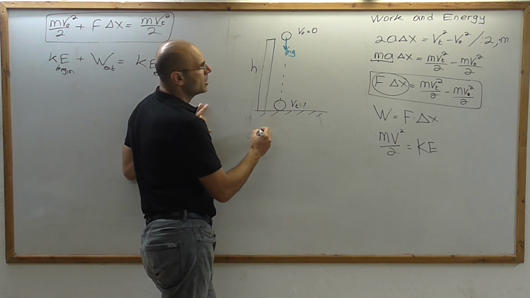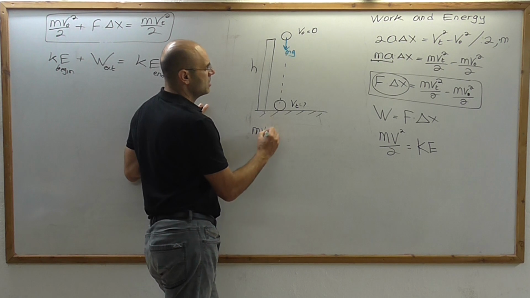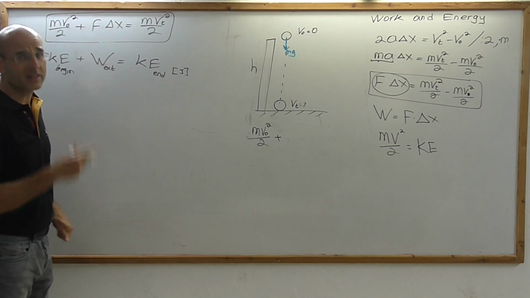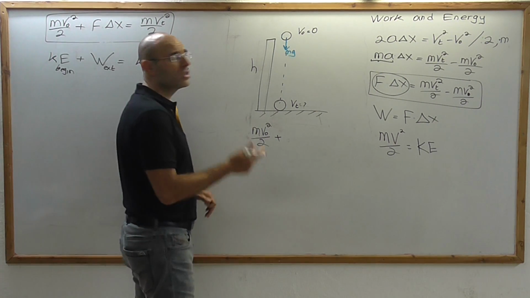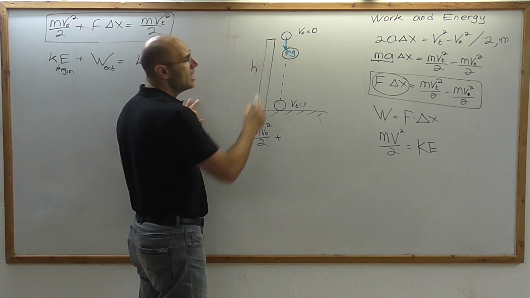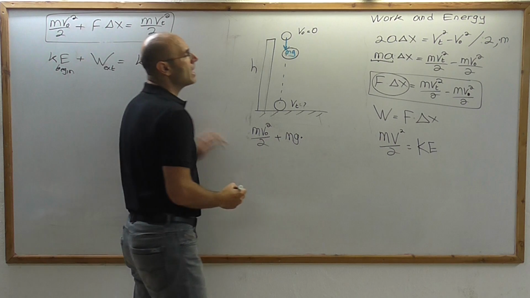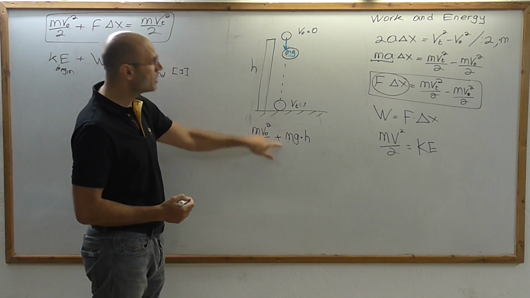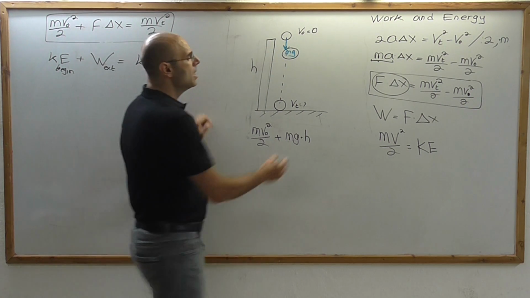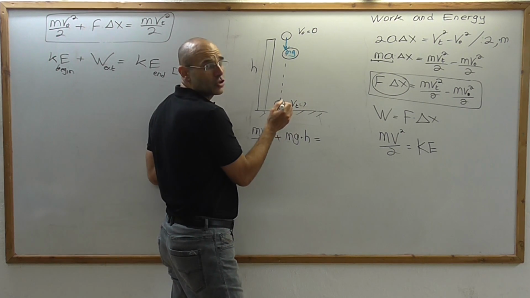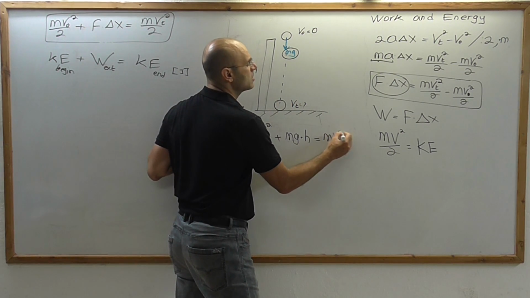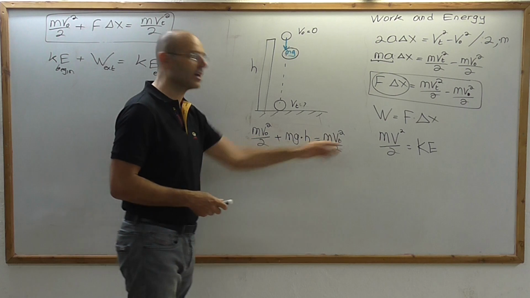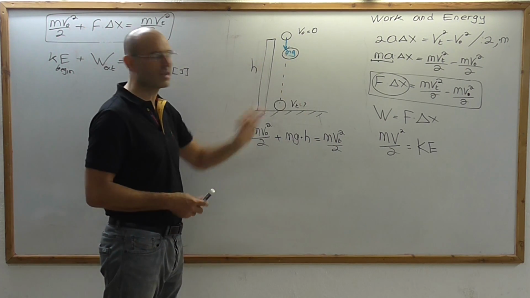The initial kinetic energy of this mass, which is mv0 squared over 2, plus all the work done on this object. The work done on this object is only by this force. And this force will be mg multiplied by the direction, which is h, the displacement. And it's plus because mg is in the direction of the displacement. This will be equal to the kinetic energy in the end, which is m v final squared over 2. And I can solve it and find whatever I like, the v final, obviously. If I have this and that, I can find that.